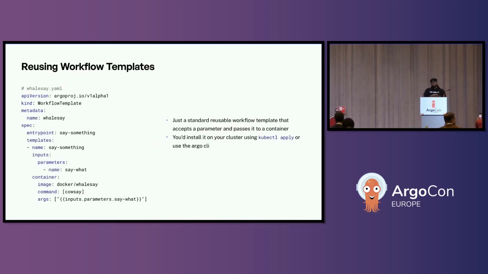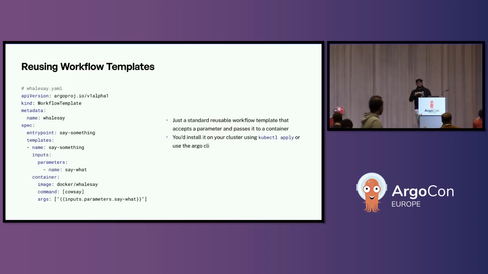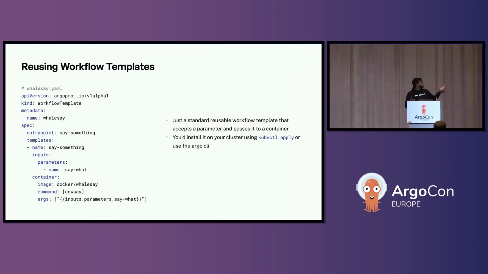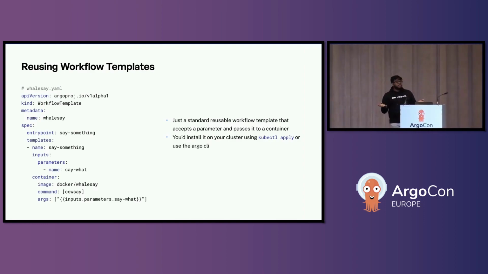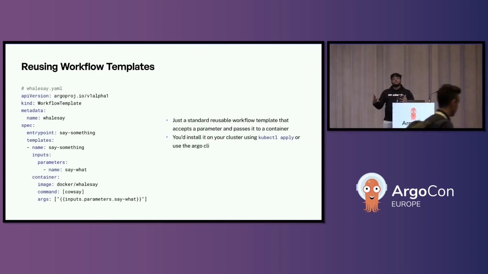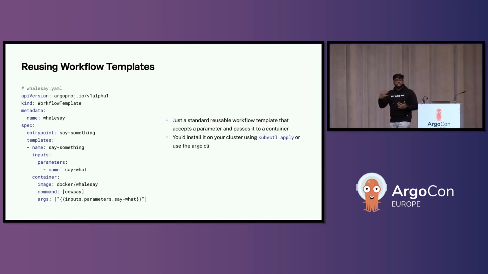So I want to talk a little bit about reusability in Argo Workflows, right? So this is our very famous example, Whalesay. Think of this as some standard workflow template that you are constantly reusing in your org, right? Maybe it could be some processing step or it could be some API call or something, right?